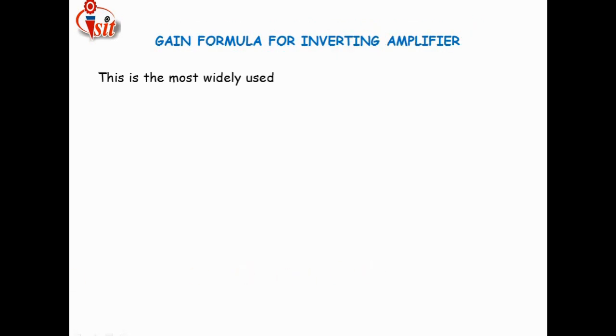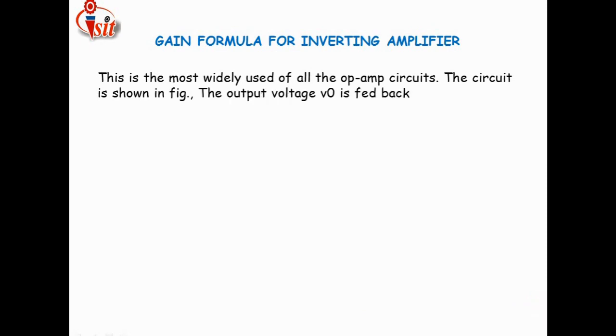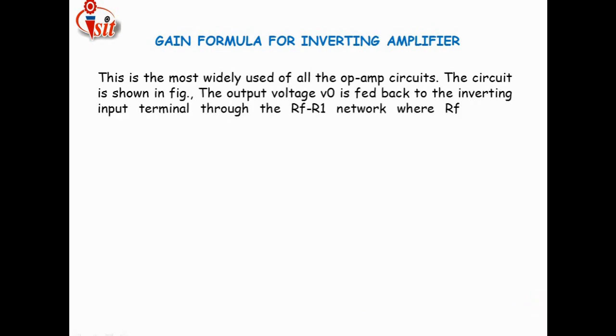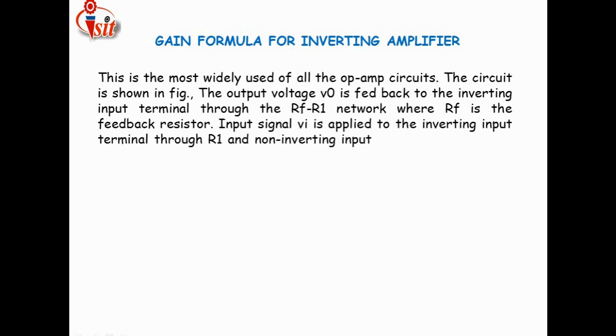Then the gain formula for calculating the inverting amplifier. Gain plays a very important role in the calculation of the inverting amplifier. How are we going to calculate the gain for the inverting op amp as well as the non-inverting op amp? Just see, this is the most widely used of all the op amp circuits. The circuit is shown in the figure. The output voltage V0 is fed back to the inverting input terminal through the R_F minus R1 network, where R_F is the feedback resistor.